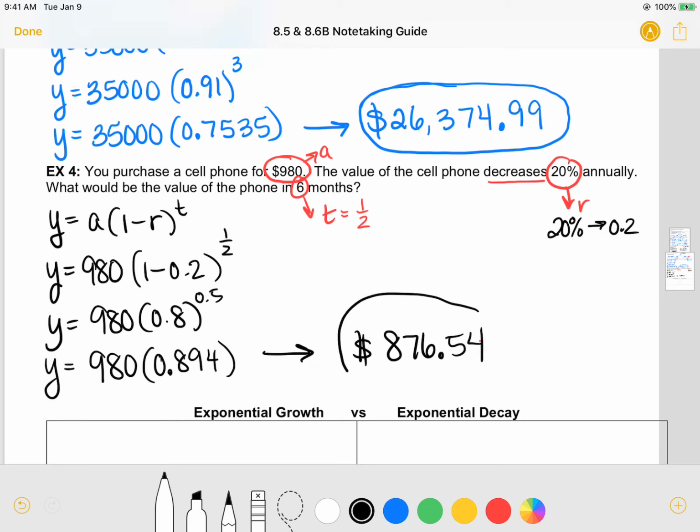876.54. So just after 6 months, what has happened here is our cell phone has decreased in value by approximately $100. Pretty crazy. Just after a half of a year of owning my brand new cell phone that cost me almost $1,000, $980, it's now worth $100 less, okay?